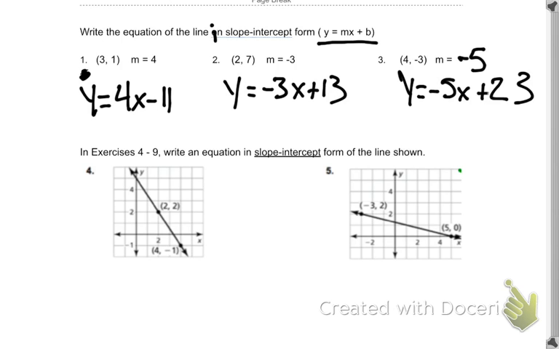Now we're going to jump to number 4. In exercises 4 through 9, we are going to write an equation in slope-intercept form from the line that we're given. So here we can see that I have the graph with the points 2, 2, and 4, negative 1. So there are 2 different ways we can go about this.